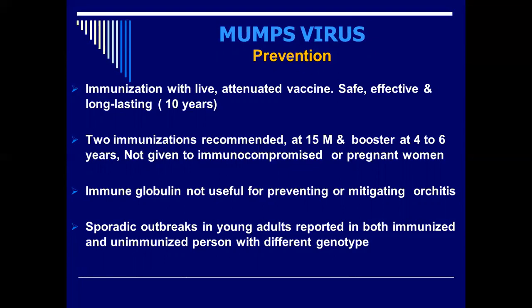any live attenuated viral vaccine should not be given to immunocompromised individuals and to pregnant women. Maybe we can provide protection to them with hyperimmune serum, but we cannot give the shot of attenuated live vaccines. The immunoglobulins are not useful in preventing orchitis. Once you see the sign, the immunoglobulin is not going to work. Sporadic outbreaks in adults have been reported in both immunized and unimmunized persons, with a different genotype.